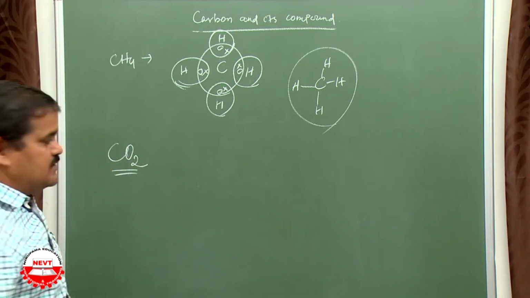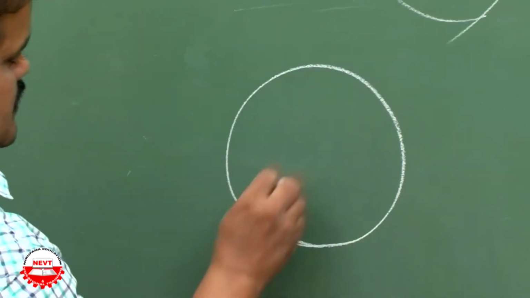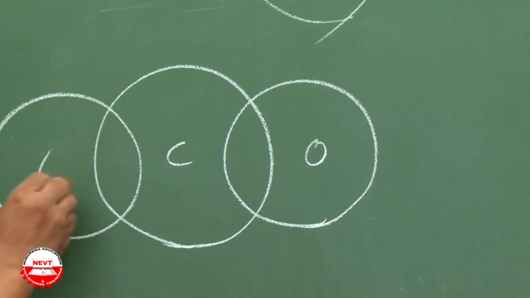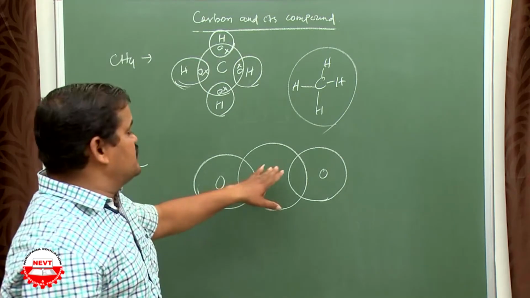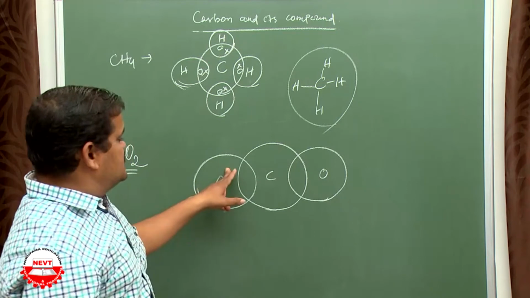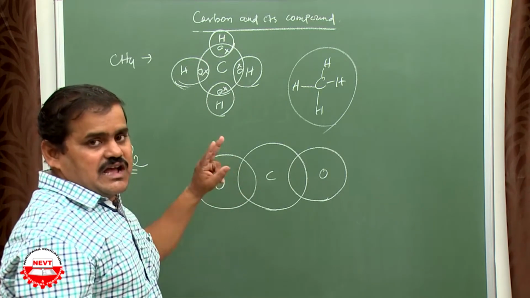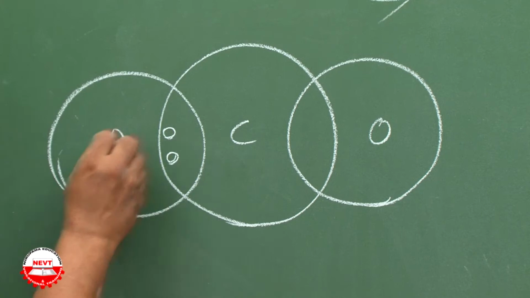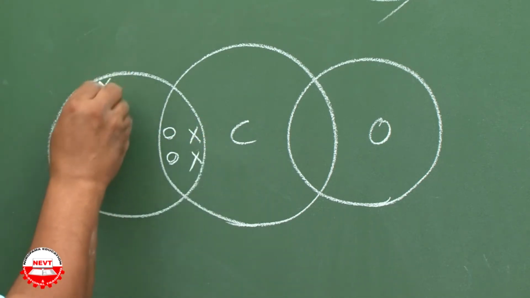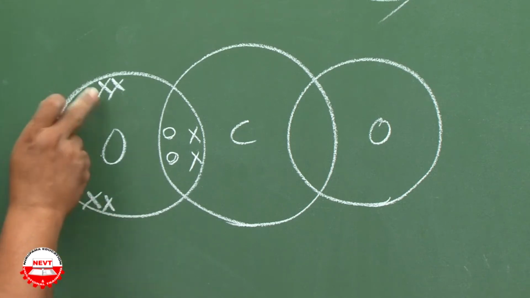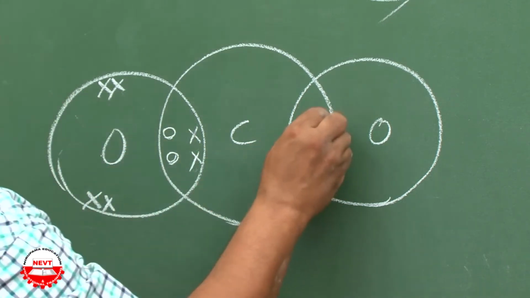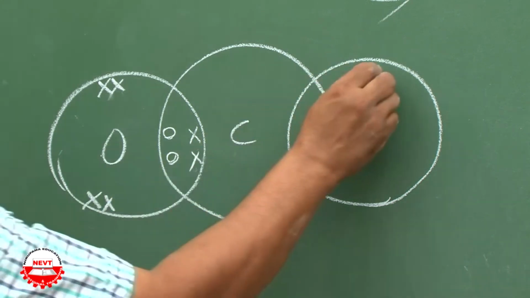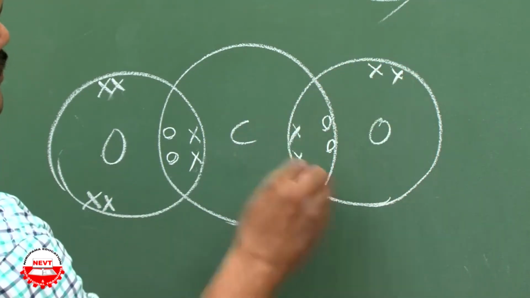Now CH4, then after that CO2. 1 carbon, 2 oxygen. That means this is the carbon, this is oxygen. You know that carbon has 4 valence electrons, so it needs another 4. But oxygen has 6 valence electrons, means it needs another 2. So here let's say carbon has these 2 electrons, oxygen has, let's say cross. So oxygen has 6 electrons, you know that. So 2, 2, 4, 2, 6. Carbon has another 2 here. So carbon has 4 valence electrons. Oxygen has 2, 2, 2.